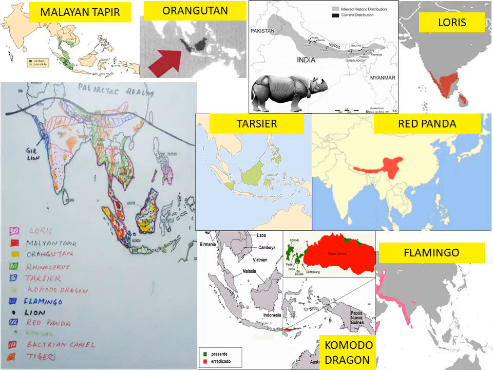Rhinoceros, 3 types in India, in Kaziranga, then Javan and Sumatran. Then orangutans and tapirs. So these are different individuals which you are going to draw on the map.